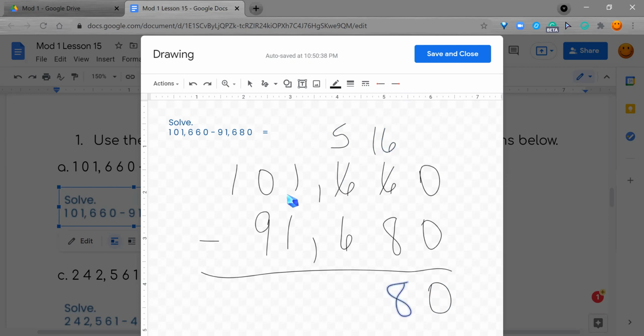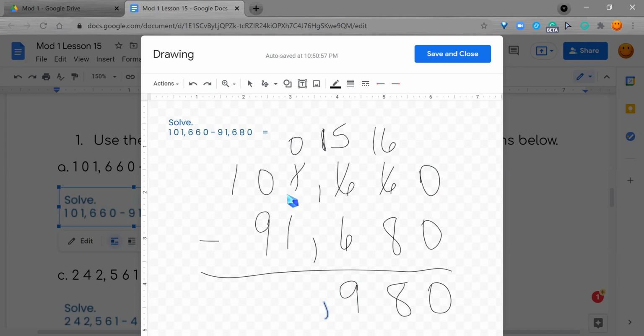5 minus 6. Can I do that? No. What do I need to do? Yes, I need to regroup. So I'm going to take this 1 and make it a 0, and that 1 comes over here to the 5. 15 minus 6 is, yes, 9. What does 0 take away 1? Great job, you guys. You can't do that.